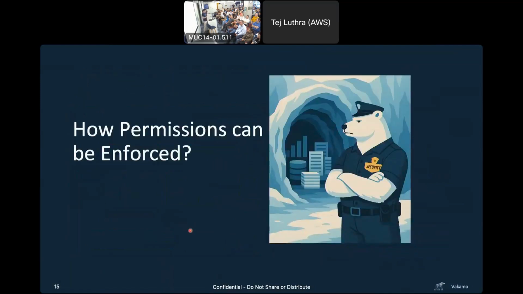So now we've talked about where permissions should be stored. But how can we actually enforce them? I mean, it's nice that we write them down, right?